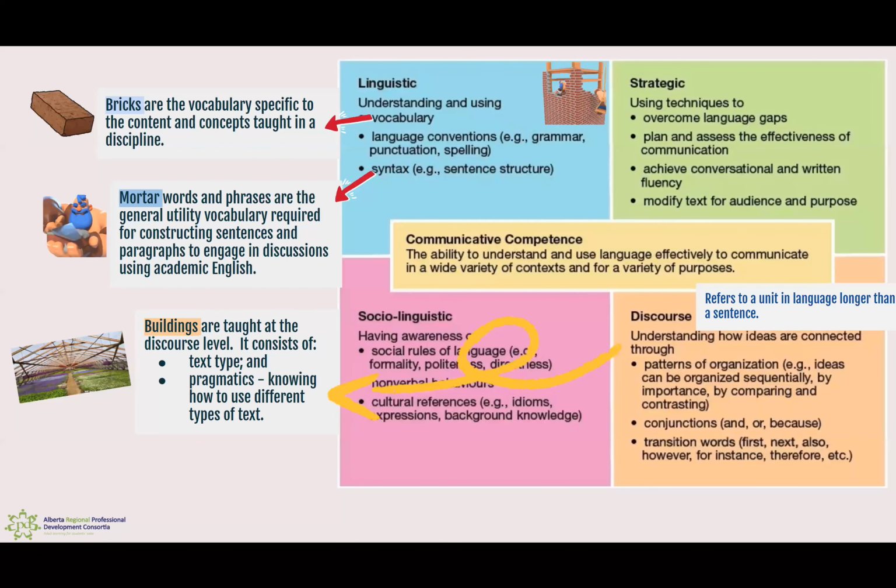so that we can engage in those academic discussions. And then the building piece is the discourse piece, and it's looking at the patterns of organization of text. What is the purpose of the text type? Are we arguing? Are we persuading somebody? Are we comparing? Are we analyzing? Are we justifying? Are we making friends? Are we sharing what we did on the weekend with friends? All of those pieces have different buildings, so to speak. They have different structures in how we're using the language.